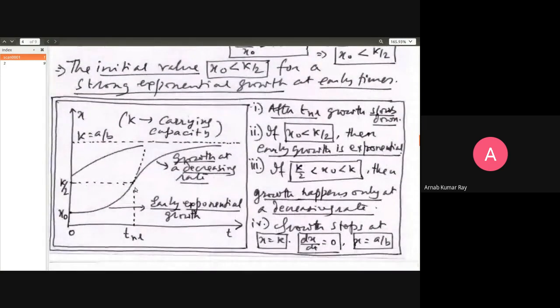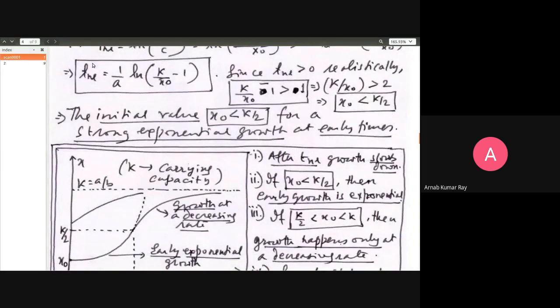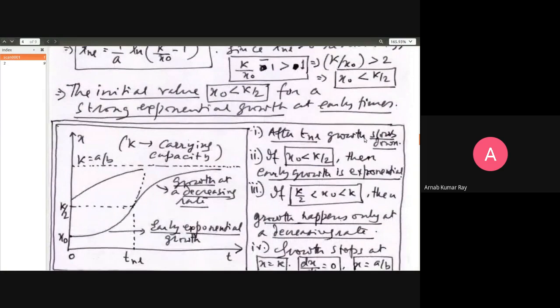Thereafter, at capital X equal to half. What is capital X? Capital X is small x by 2. So if capital X is equal to half, small x will be k by 2. So beyond k by 2, you have growth at a decreasing rate. The time corresponding to that will be the nonlinear time scale, t nonlinear. This is the value. So after TNL, growth slows down. This is what you have.